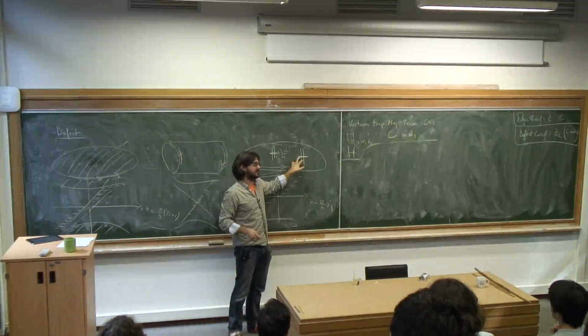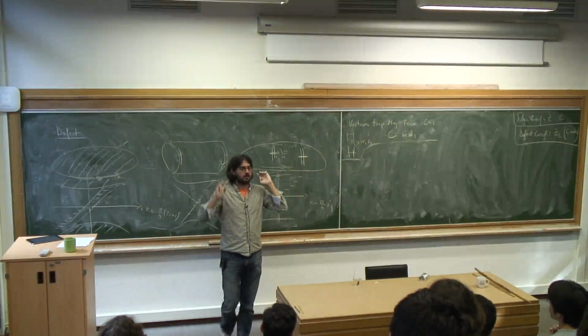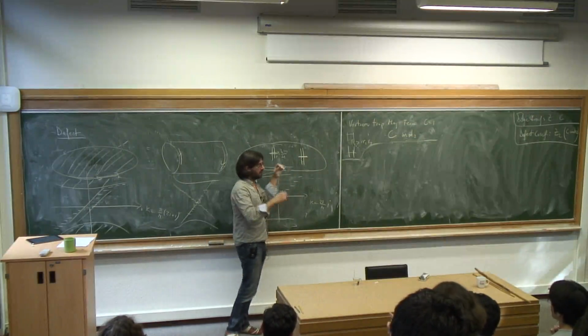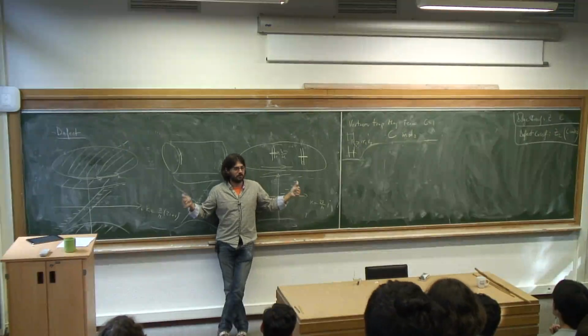If I had 2 vortices in a Chern number odd. No. Why? If they're far away from each other, why wouldn't they have a Majorana mode?